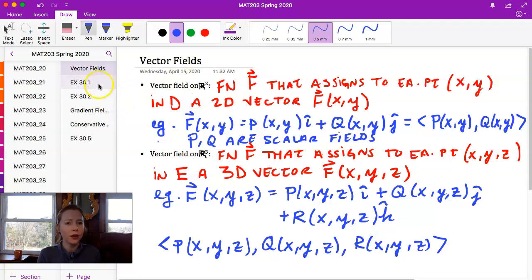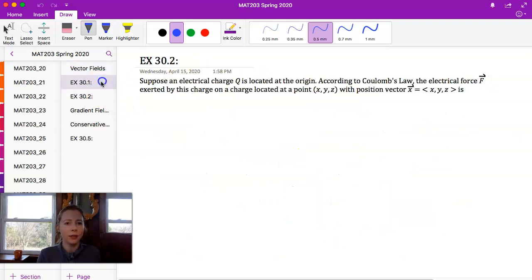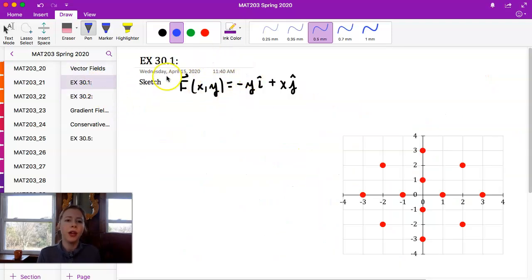So now let's go through a plotting example. We are going to sketch this vector field f of x and y is equal to minus y i hat plus x j hat. So what we're going to do is look at some x and y coordinates that we're going to plug into our function.